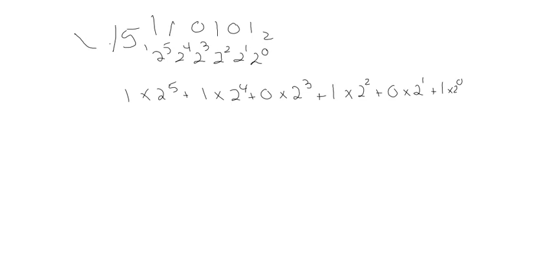So 2 to the fifth is 32. So this would be 32 plus 2 to the fourth is 16. This would be 0. That's going to be 4. That's 0. And that's 1. So now I'm just going to add 32 plus 16 plus 4 plus 1, and I got 53 as my answer.